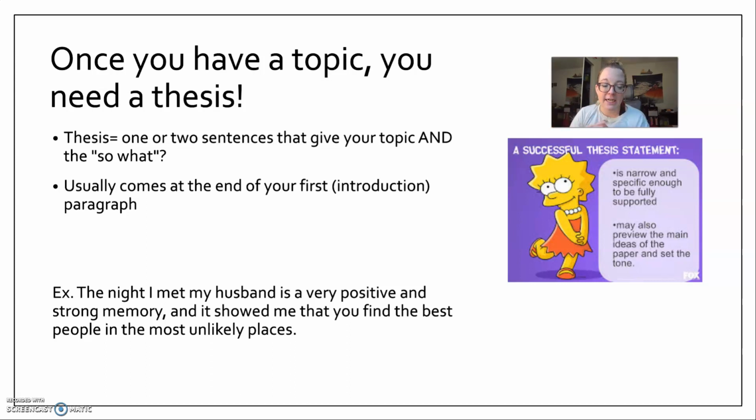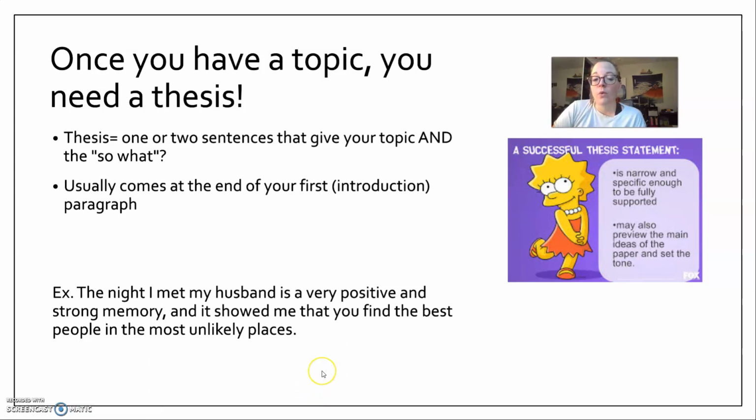So for example here, I went with meeting my husband, and my thesis could be, the night I met my husband is a very positive and strong memory, and it showed me that you find the best people in the most unlikely places. And that I decided maybe I wanted to do something that I really would love to repeat. It was a really fun night, and it's a great memory we still talk about even now, 8 years later. But your thesis is essentially what's going to help you focus your draft.